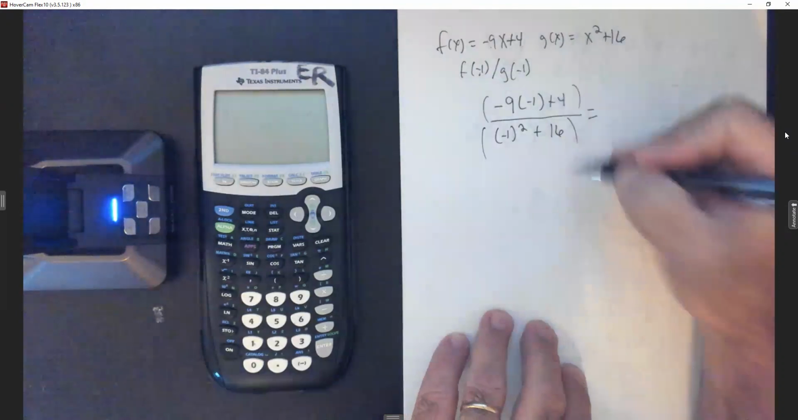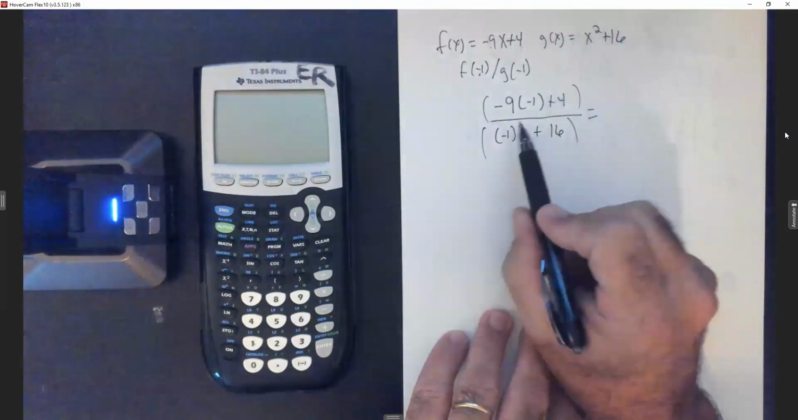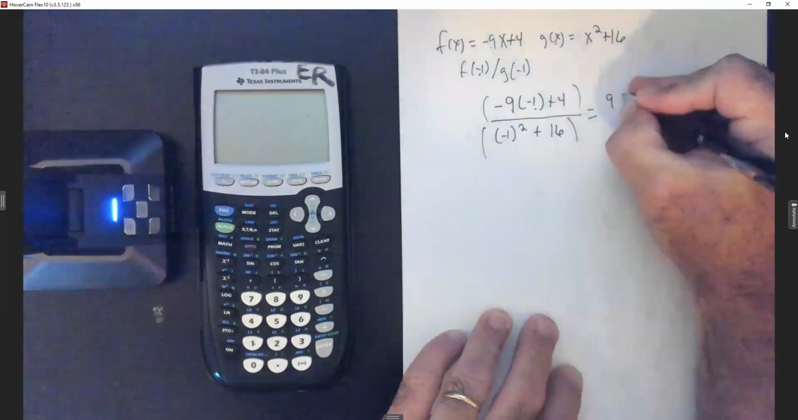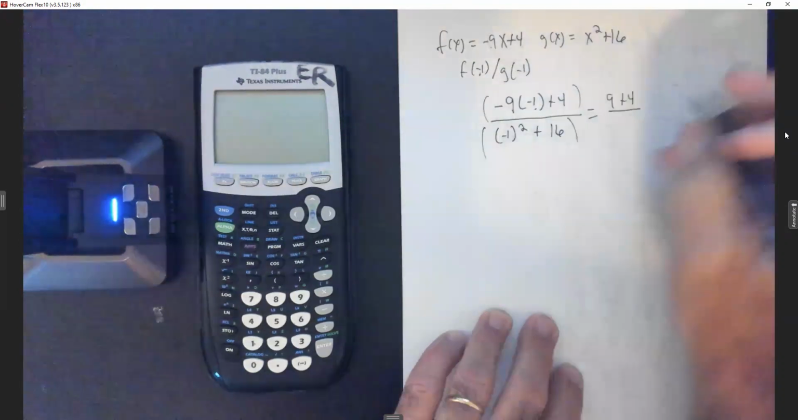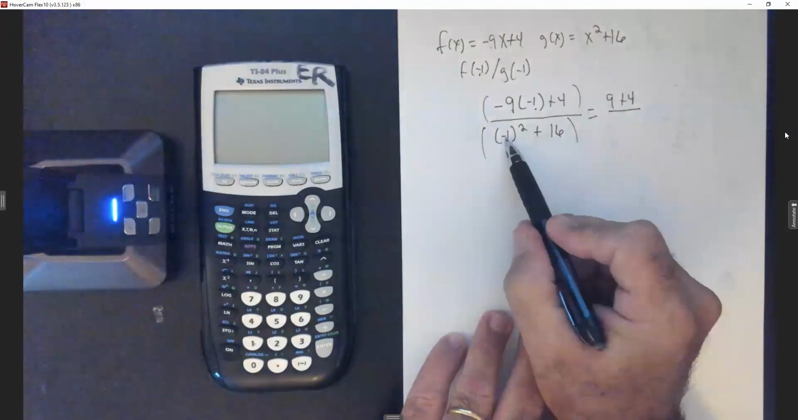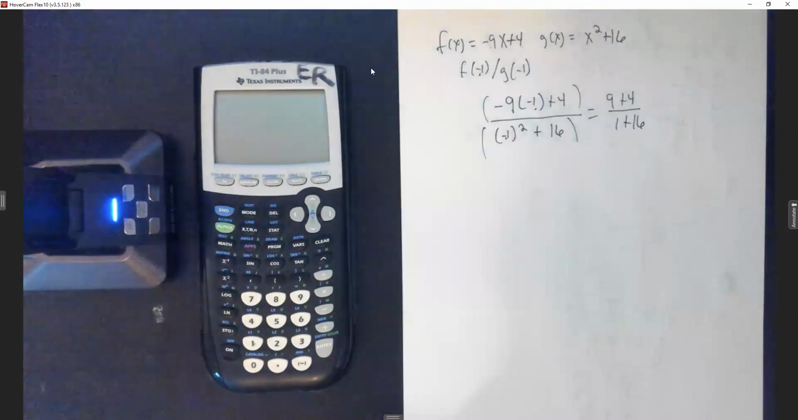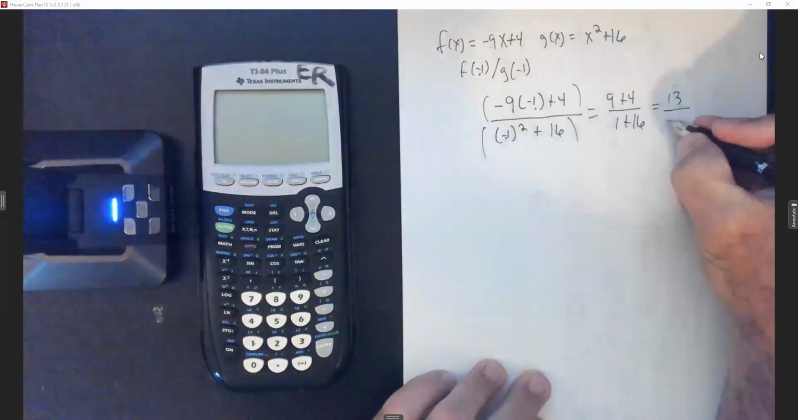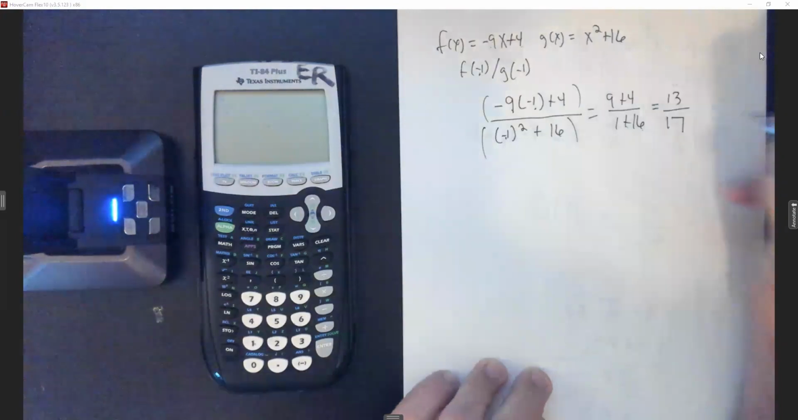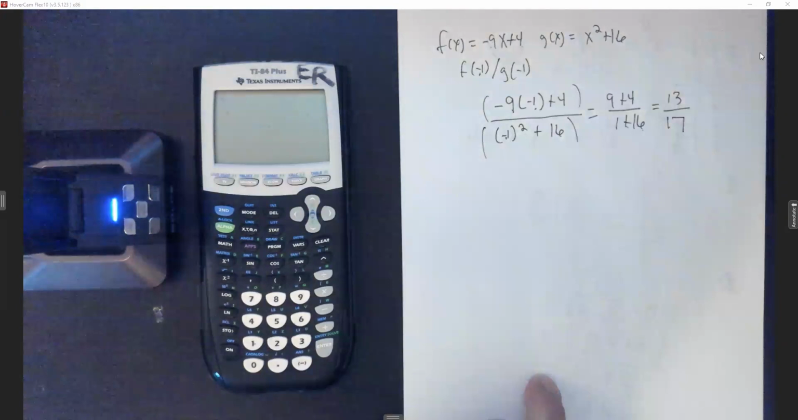But first let me do the top. Negative 9 times negative 1 is a positive 9 plus 4. On the bottom, negative 1 squared is a positive 1 plus my 16. So now, let's see what we get on top. 9 plus 4 is 13. 1 plus 16 is 17. And 13 over 17 will not simplify.